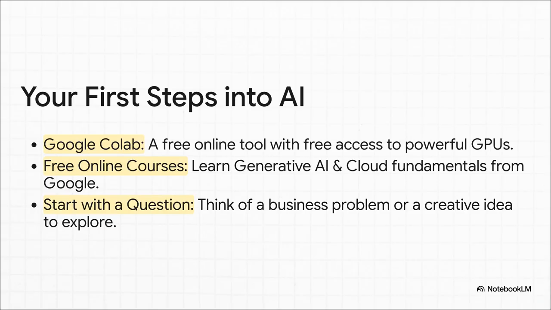And actually getting your hands dirty is way easier than you might think. You can start today, for free, with something called Google Colab. It's an online tool that gives you access to powerful computers for running AI code. Google also has tons of free online courses on everything you can imagine. Honestly, all you really need to begin is a question, a business problem you want to solve, or just a cool, creative idea you want to explore.